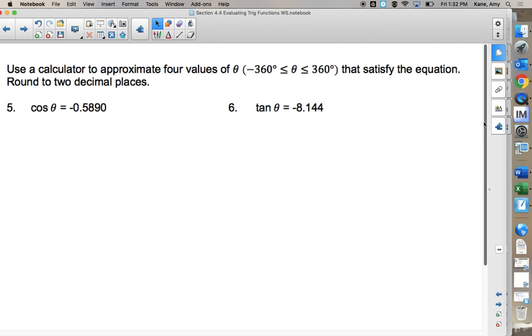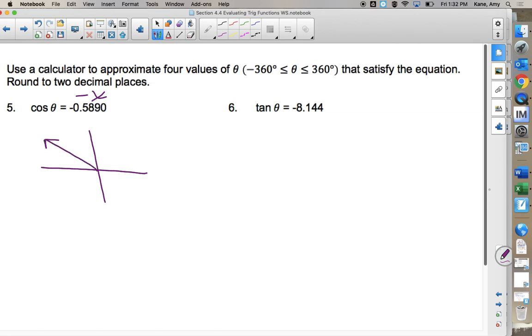So if we have cosine, Rebecca, cosine is x or y? X, and right now we know it's a negative x. So Rebecca, on the unit circle, where is cosine negative? The second, because x is negative on the second.